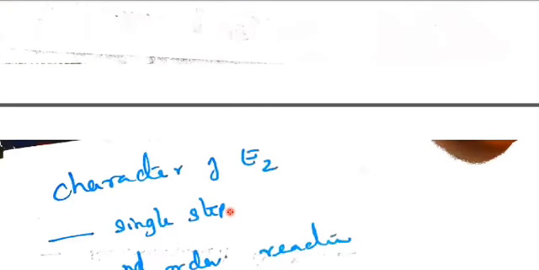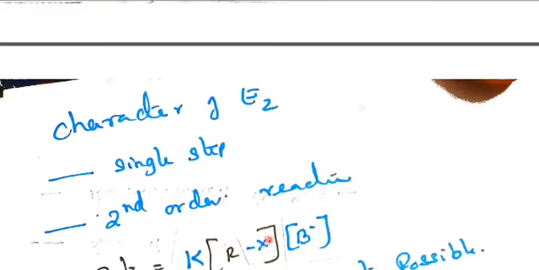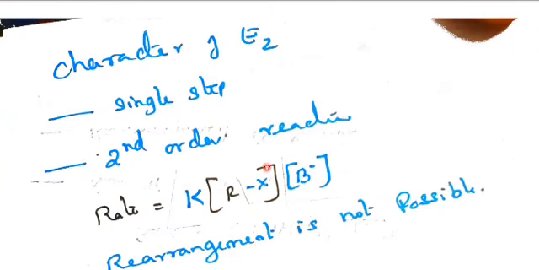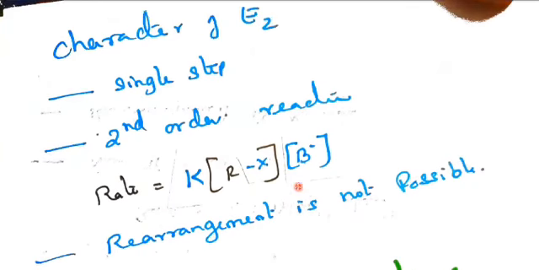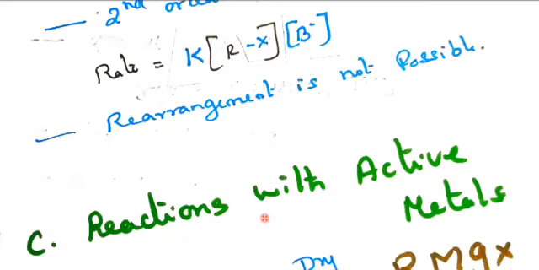Now the characteristics of E2: a single step process, second order reaction. It depends upon both the alkyl halide and B minus, where B minus is the base. The rearrangement is not possible at all.